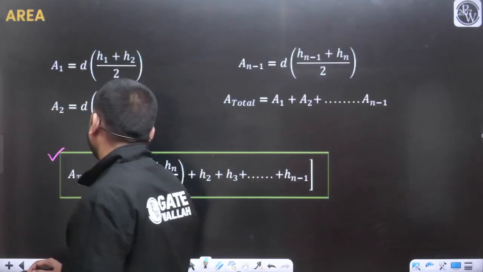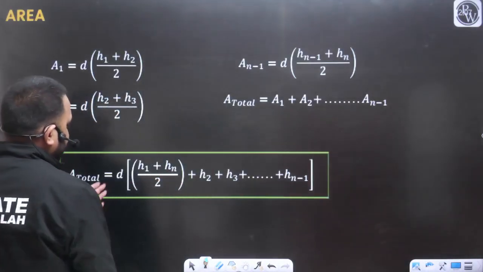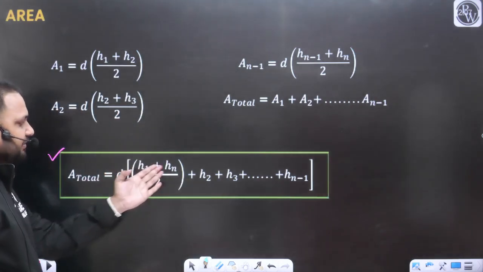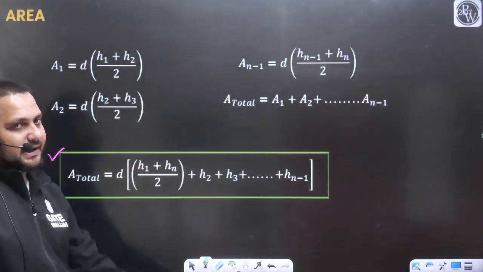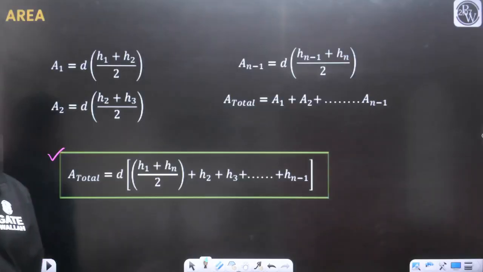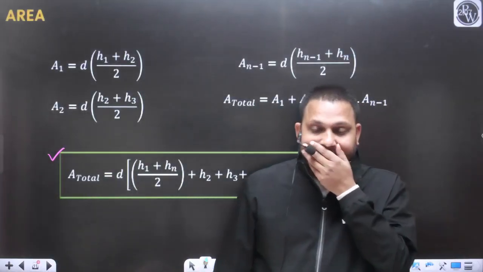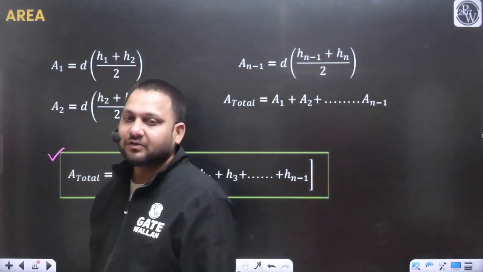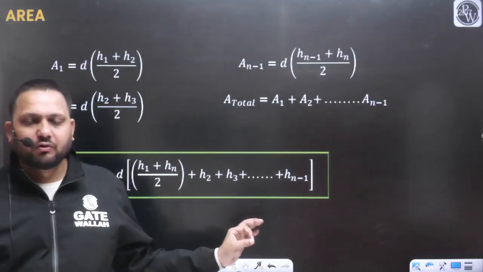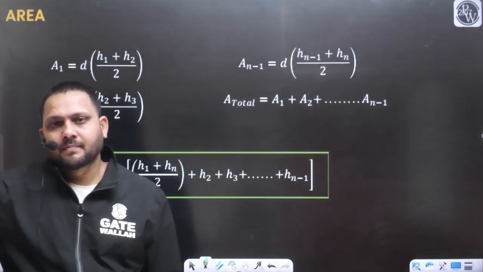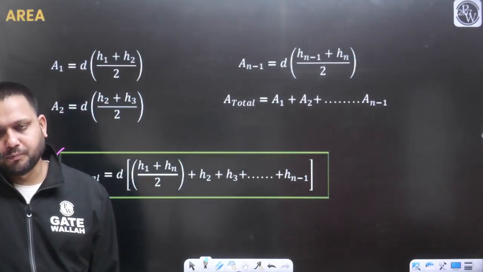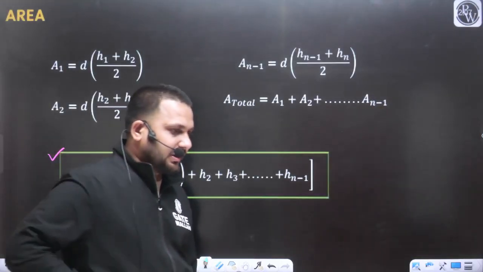So what we will do? We will simply use this formula: d times the first and last offset divided by 2, plus the summation of all the remaining offsets. Yes or no? You just need to put in all the values and you are going to get the correct answer.